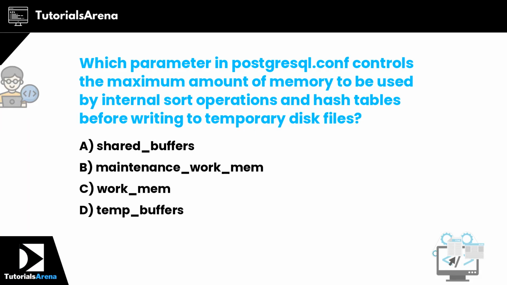Which parameter in postgresql.conf controls the maximum amount of memory to be used by internal sort operations and hash tables before writing to temporary disk files? The correct answer is option C, work_mem.